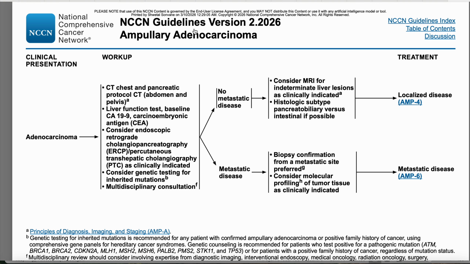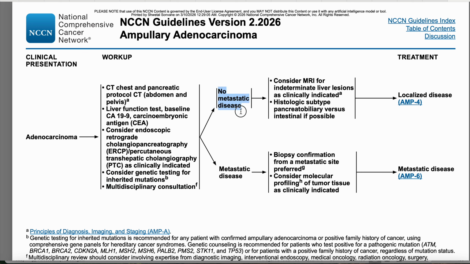If the biopsy is adenocarcinoma, then we will do staging workup, that is CT scan of chest, pancreatic protocol CT scan abdomen and pelvis. Then we will do liver function test, baseline CA19-9, CEA, endoscopic and consider ERCP, endoscopic retrograde cholangiopancreatography, or percutaneous transhepatic cholangiography as clinically indicated, and consider genetic testing for inherited mutation, and we will discuss this with our multidisciplinary consultants for further management.